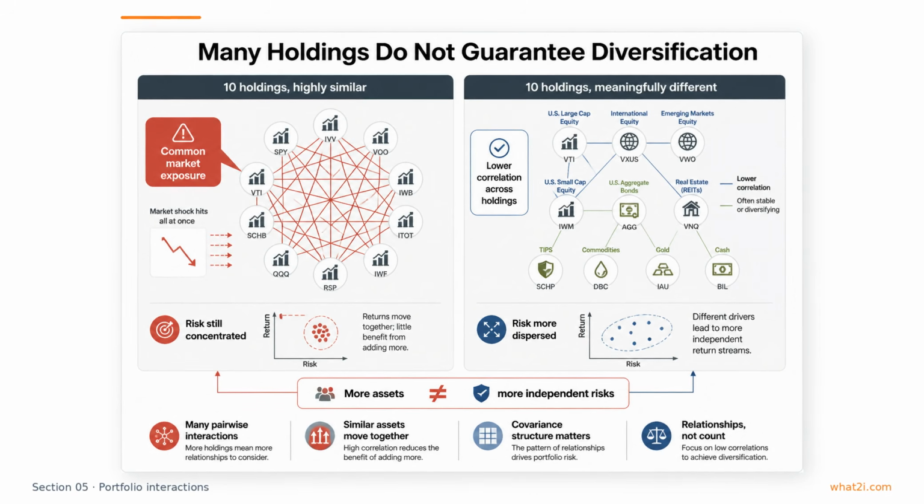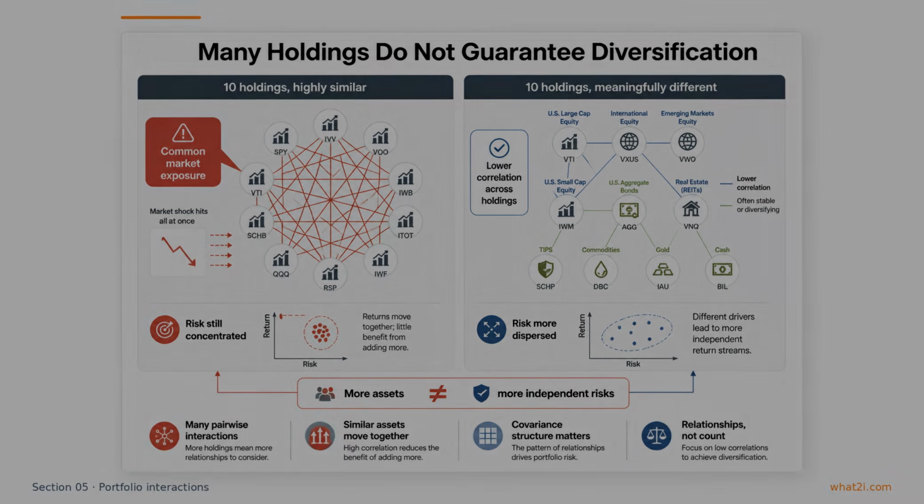This is why a basket of similar growth stocks may feel diversified by count while remaining concentrated in behavior. True diversification depends on relationship structure, not on the number of line items. In practice, investors should ask whether their holdings are genuinely different or just different labels on similar risks.